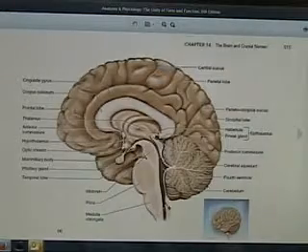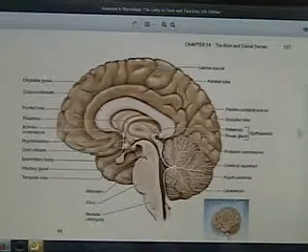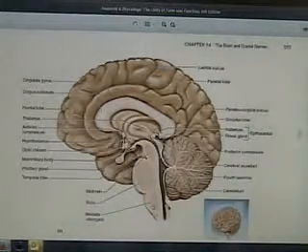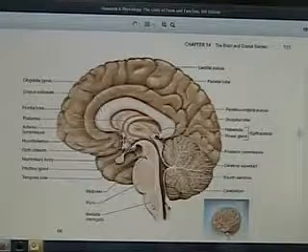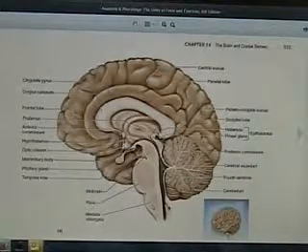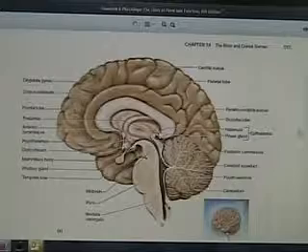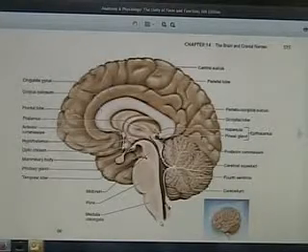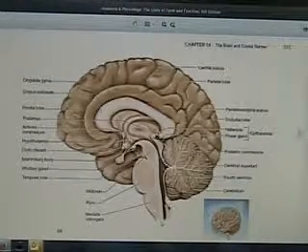Your autonomic center here. Remember? Things that you cannot control. Auto means self. This is part of the brain that puts you on autopilot for many of your functions.